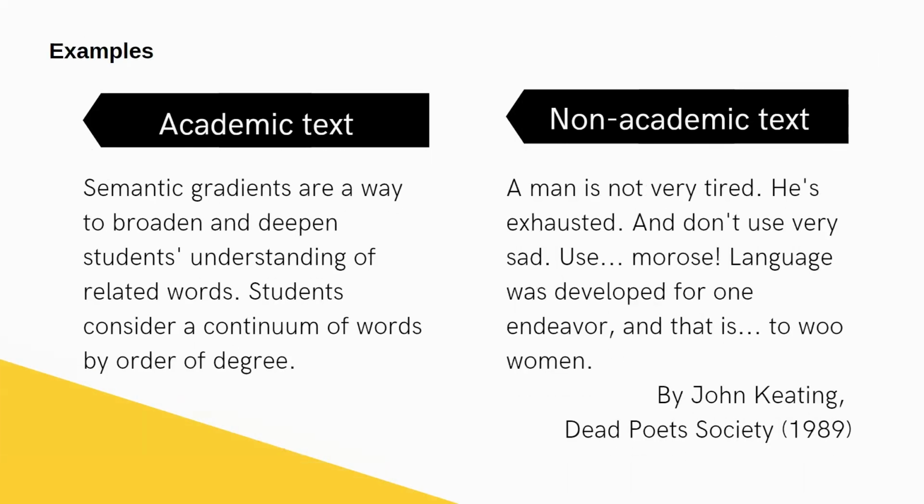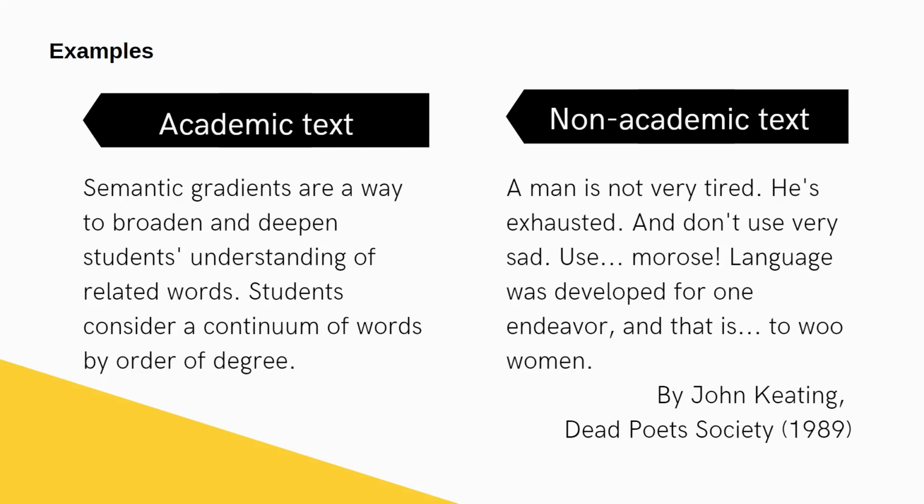Look at these examples. Both are about the semantic regions, but they are presented differently. The academic text example explains the meaning of the concept. Sentences are in complete form and the tone is formal. This text is from a website about teaching strategies, and the main target audience of the site would be teachers.